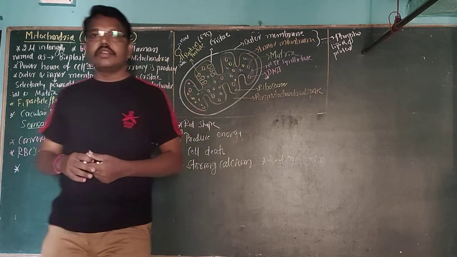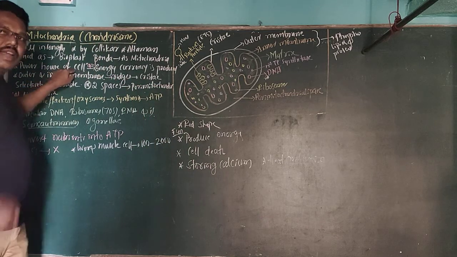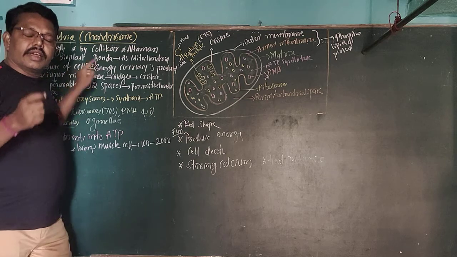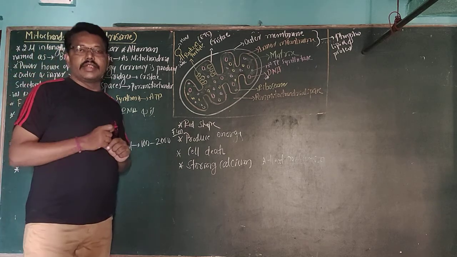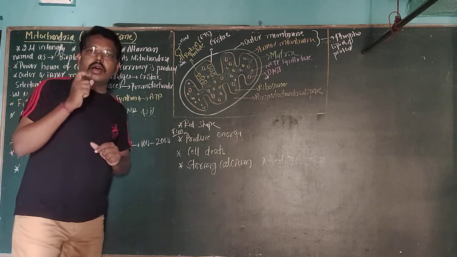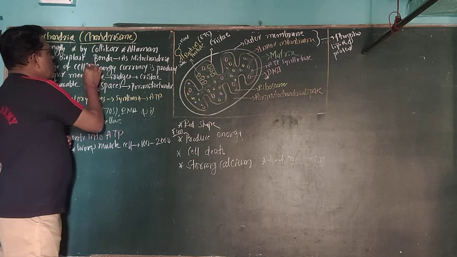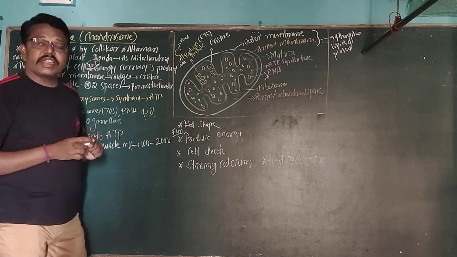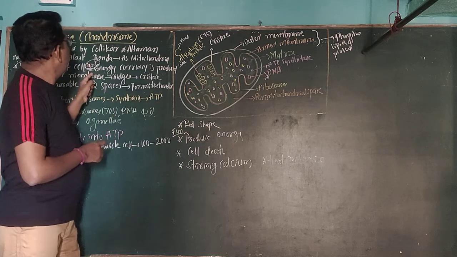These are also called the powerhouse of the cell, because within a single cell a number of mitochondria are there. 90% of the energy comes from the mitochondria to the cell. The mitochondria give 90% of the energy.